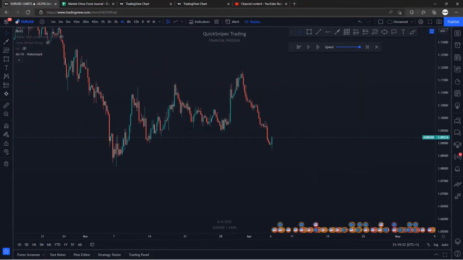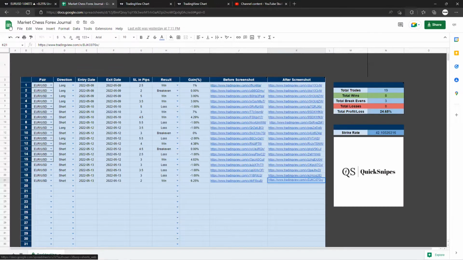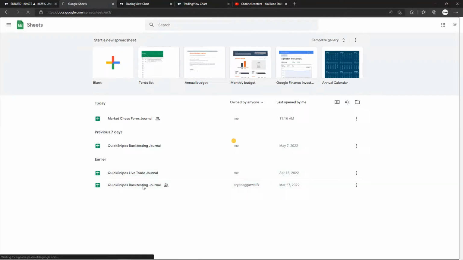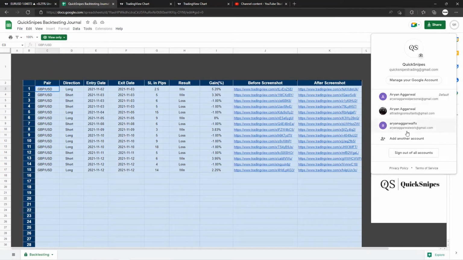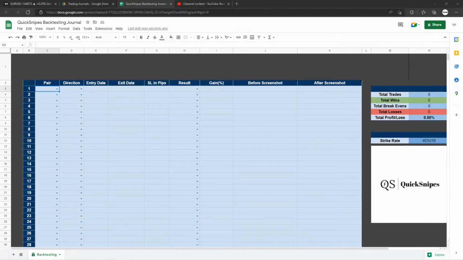Okay, so can you still see my screen? Yeah. Okay, so we have a little journal here. Just go to docs, backtesting journal. We're gonna clear our journal from last time. It was quite successful. Oh, I need to switch account. What do you mean? View only. I am the owner. Okay, there we go. So on our journal, we've got that lined up.